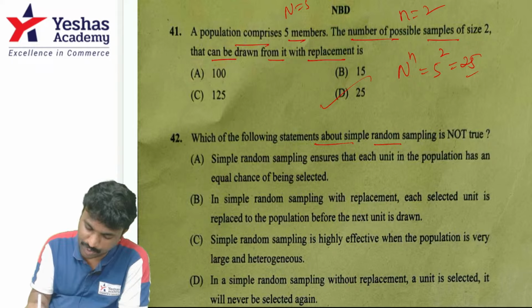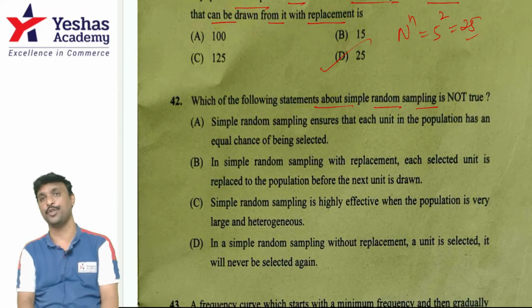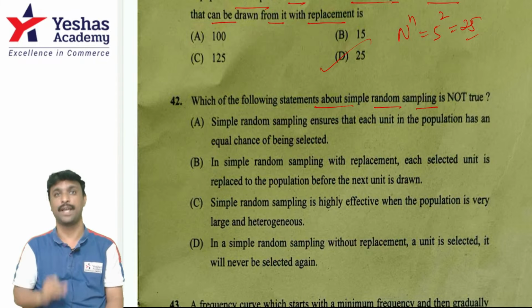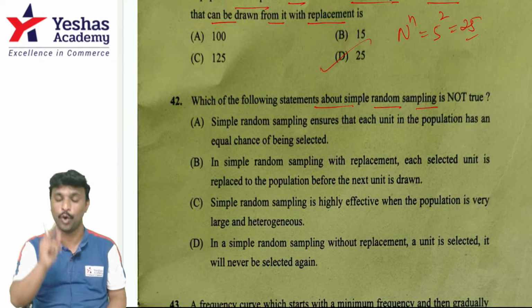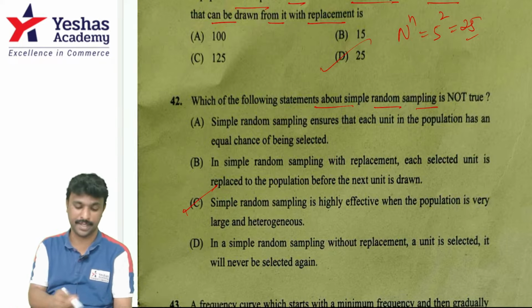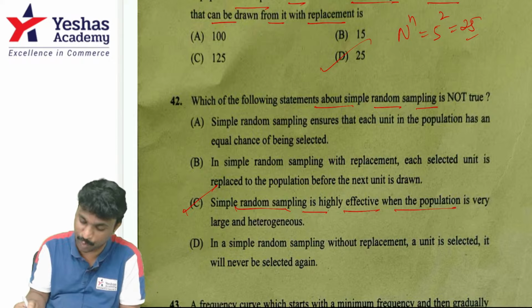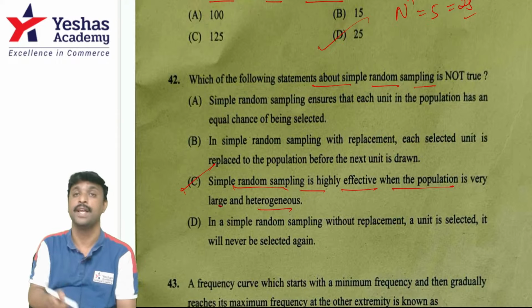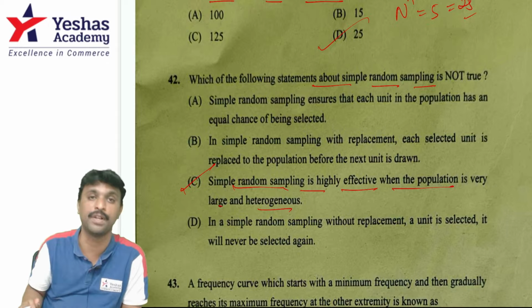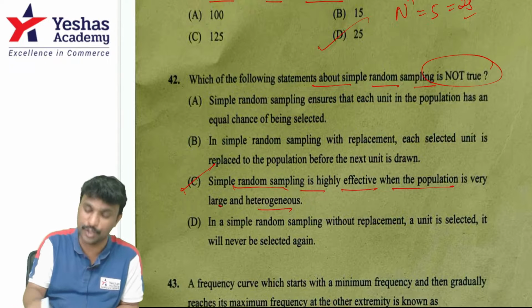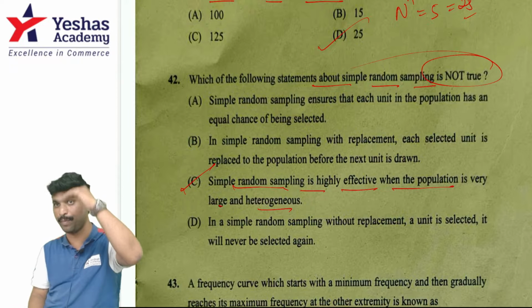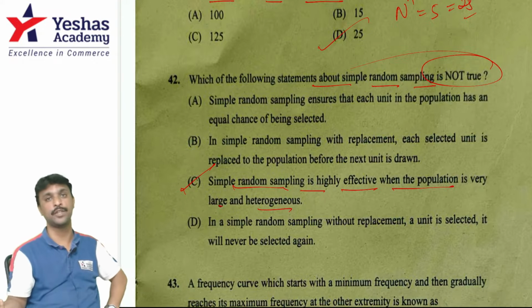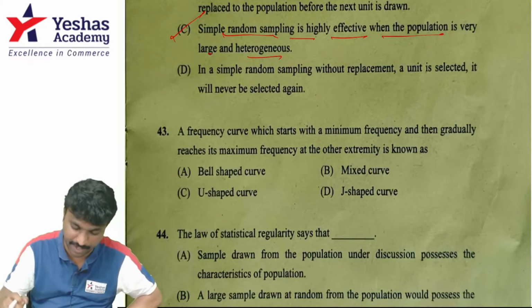Which of the following statements about simple random sampling is not true? See, simple random sampling is effective only when the population size is small, but the sample size is sufficiently large, and it should be homogeneous. So it is option C. Simple random sampling is highly effective when the population size is very large and heterogeneous. This is not the point connected to simple random sampling. So they're asking which is not true. True is population size should be lesser and it should be homogeneous. False is population size is very high and heterogeneous. Therefore, option C is the right answer.